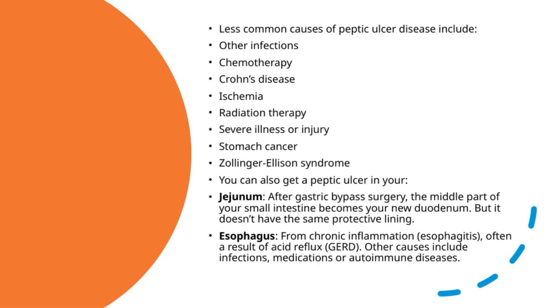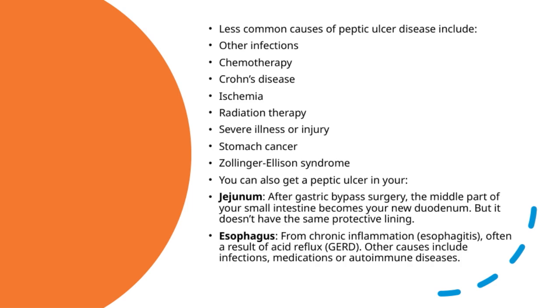For example, after gastric bypass surgery, the middle part of the small intestine, called the jejunum, becomes the new duodenum. Since this area doesn't have the same protective lining as the stomach, it's more vulnerable to ulcers. Additionally, ulcers can develop in the esophagus, often due to chronic inflammation or esophagitis. This is frequently caused by acid reflux, also known as GERD.